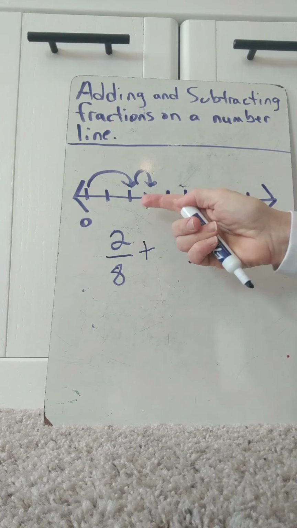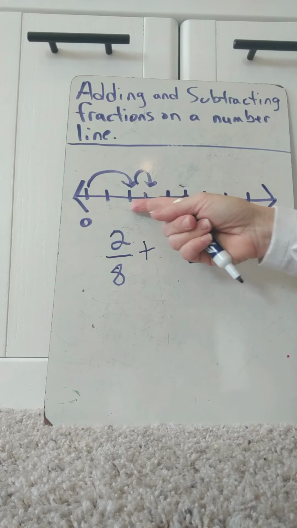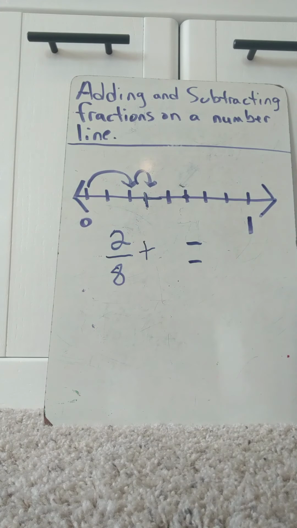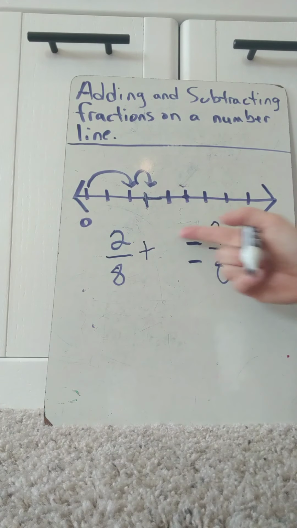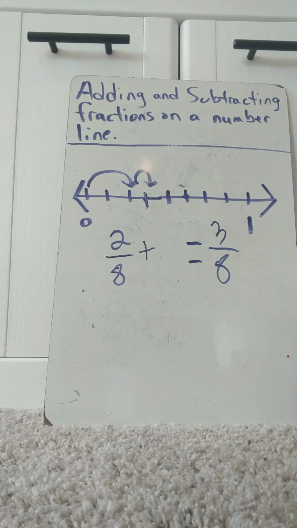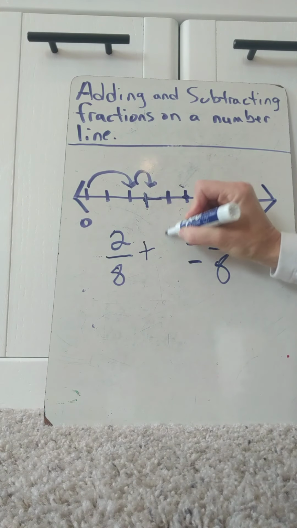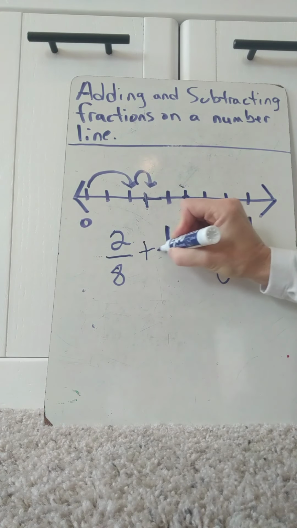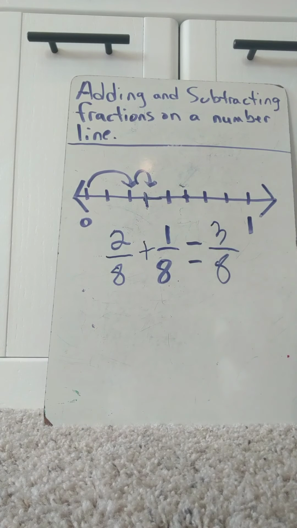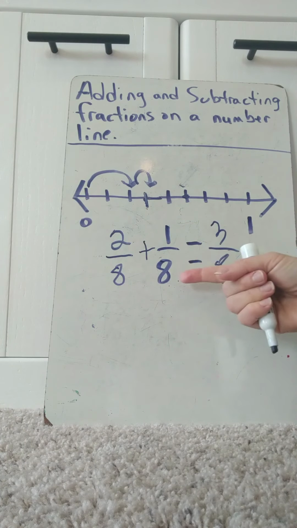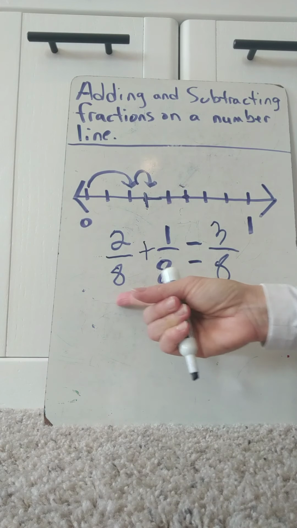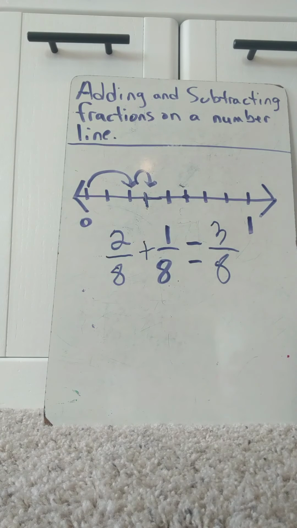So let's see. It's 1, 2, 3. It's ending at 3/8. So then I say to myself, well, you have to fill this in. 2 plus what number is going to give me 3? That's right. It's 1. And then we keep it in eighths. So 2/8 plus 1/8 equals 3/8. I just wrote an equation for this number line.